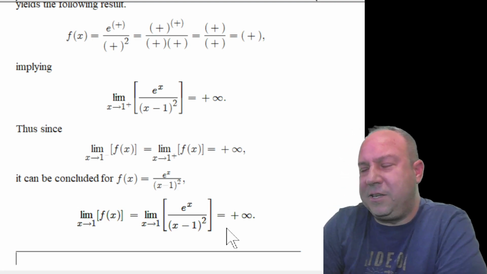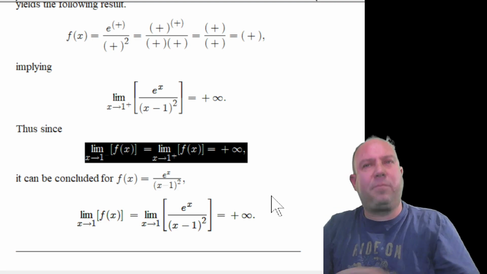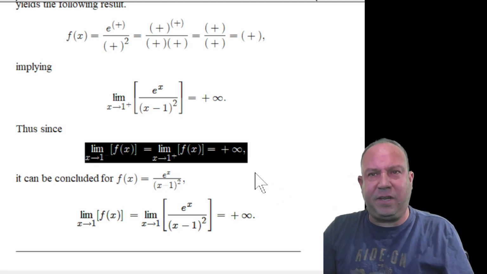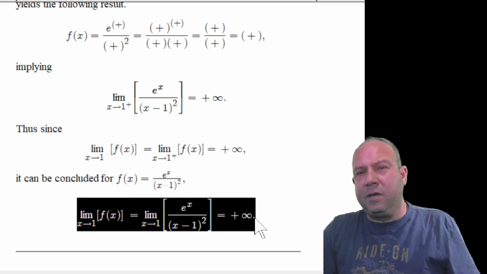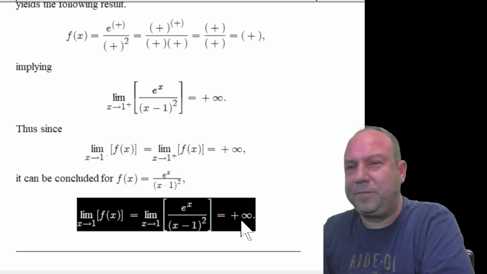If that didn't get your attention, the left-hand approach and the right-hand approach, in this case, through a sign analysis, we can see both equal positive infinity. So we can conclude that the two-sided limit must also be equal to positive infinity.